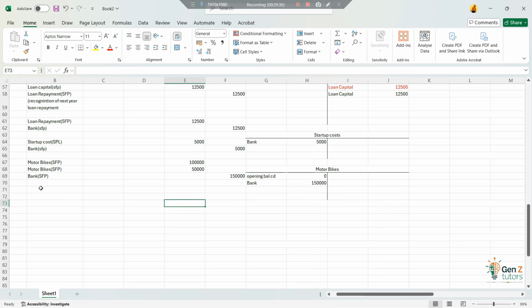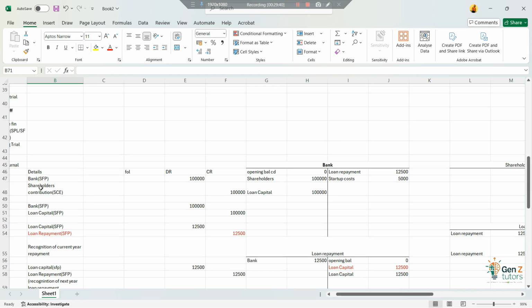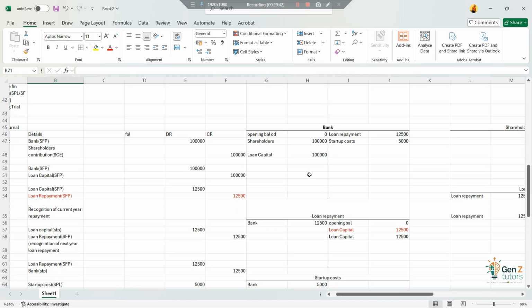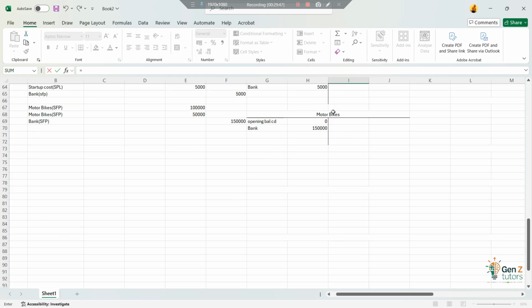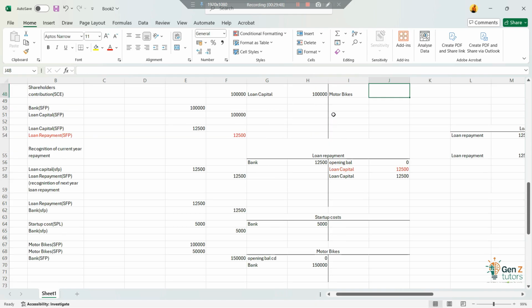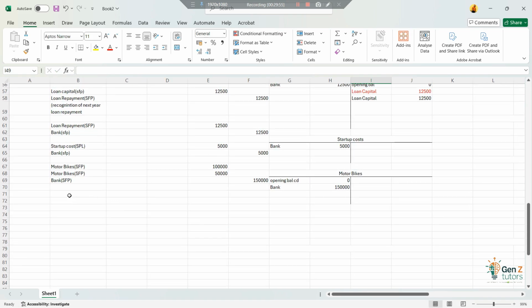And since we're already talking about motorbikes, we go and complete this transaction over here, that we've actually paid for motorbikes. For how much did we pay for motorbikes? 150,000. Then we are done over there.